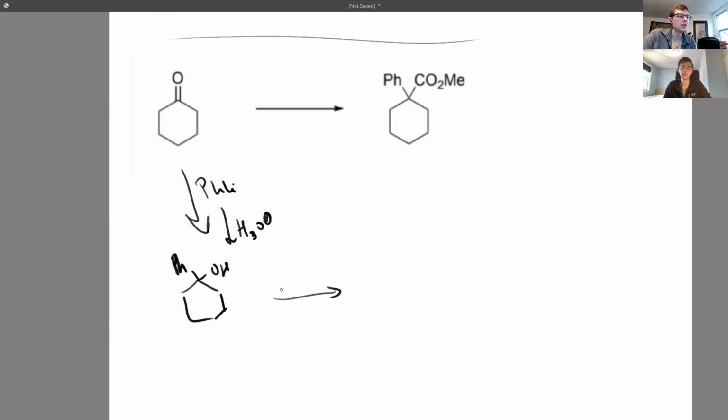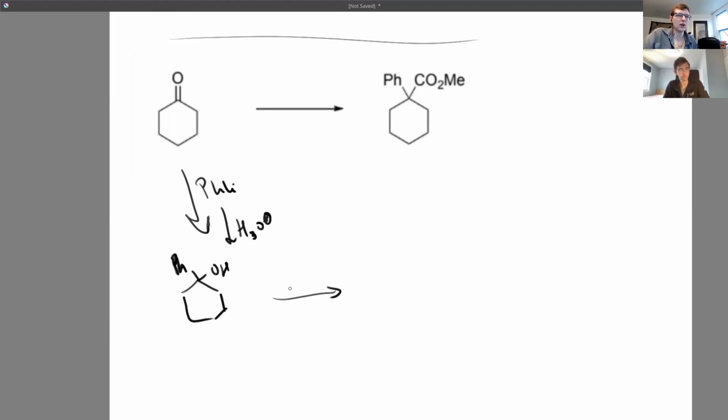I'm not thinking too far ahead, but maybe make a Grignard. I see what you're saying. Is there a way to just oxidize that alcohol to an acid, and then we could just make an ester after that? Not from here. You can't oxidize the alcohol at all because there's already three carbon bonds on here.